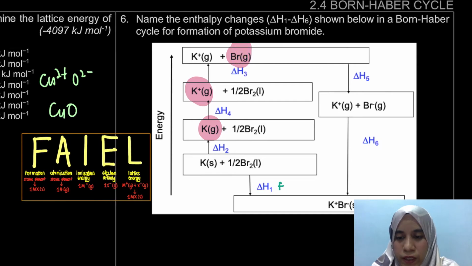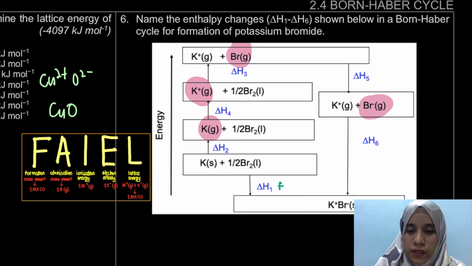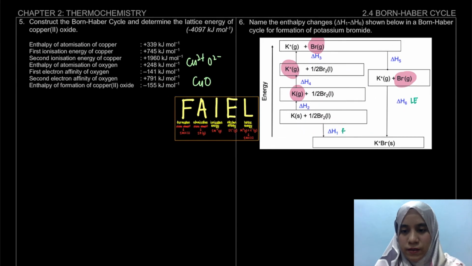Okay, last one, from this equation downward here. What is the difference? Is it K+? No. So here from Br gas to Br- gas. So here is the difference. Okay, so that is the electron affinity. And the last one must be the lattice energy. So here is the lattice energy. For this, you just have to determine which one is which. It seems like a lot, but actually you just determine what the differences are. So here will be the answer.